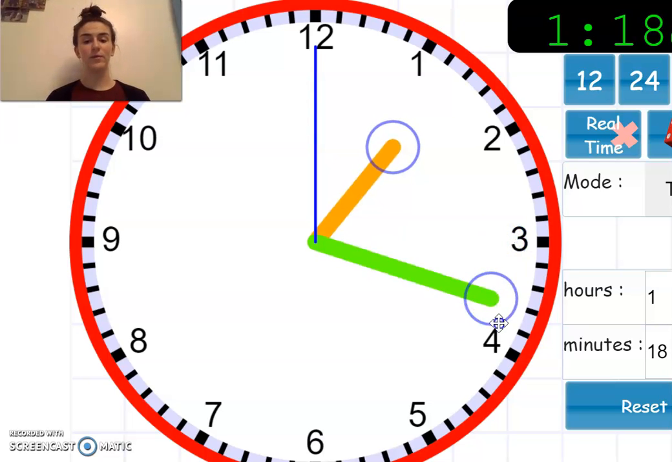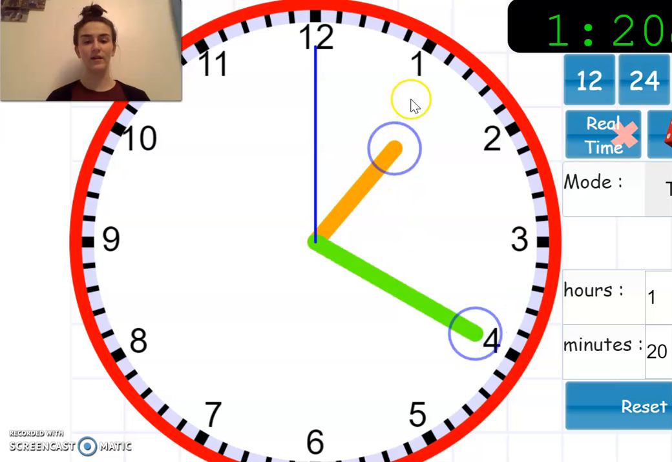So if we put our minute hand here and the hour hand is right here, let's figure out what time this would be. So we know that our hour hand is between the 1 and the 2, but it's not at the 2 yet, so it can't be 2. It's 1 something, but what is it? Let's look here.